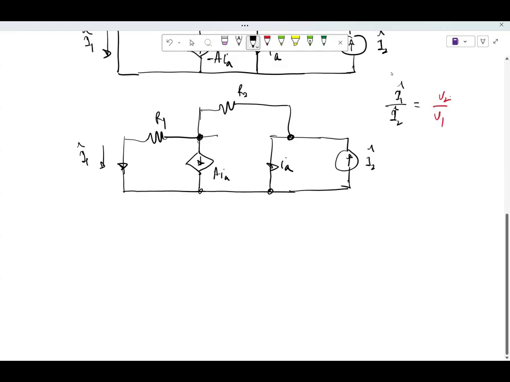So note that this is a common ground. If this is I1 hat, then I know that this voltage here is how much? This is I1 hat times R1, right? Okay.